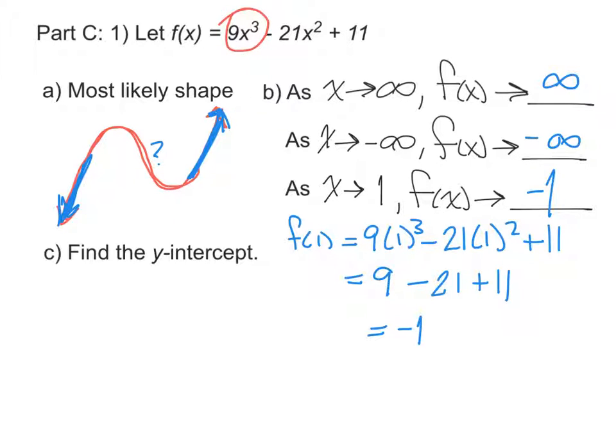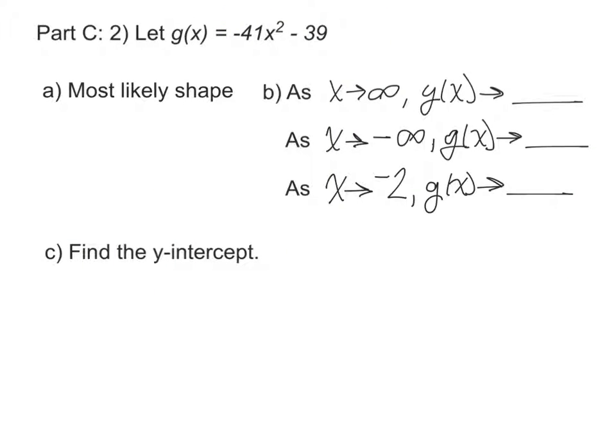When it comes to the y-intercept, I'm just trying to get you to remember that the constant term is the y-intercept, 11. So let's do it again on the function g of x equals negative 41x squared minus 39. Again, the most likely shape comes from the leading term.